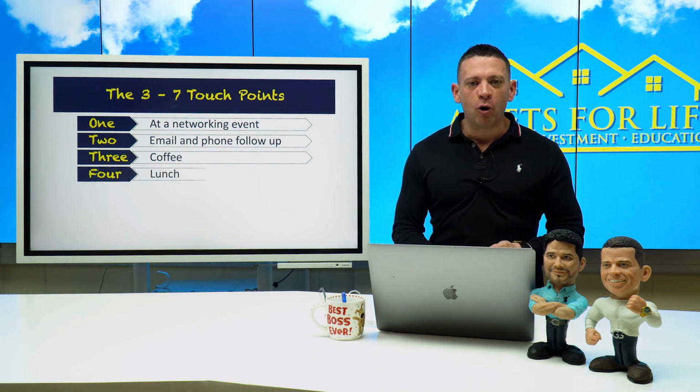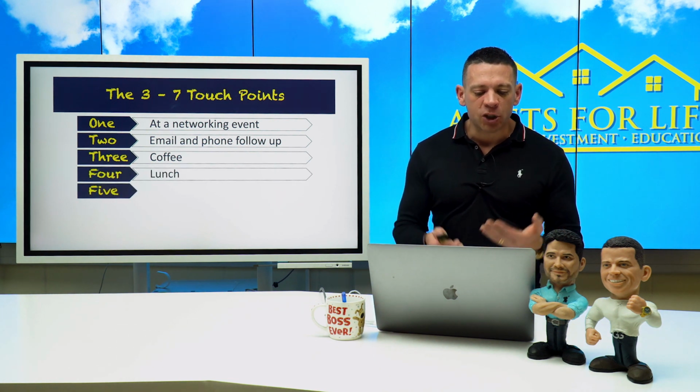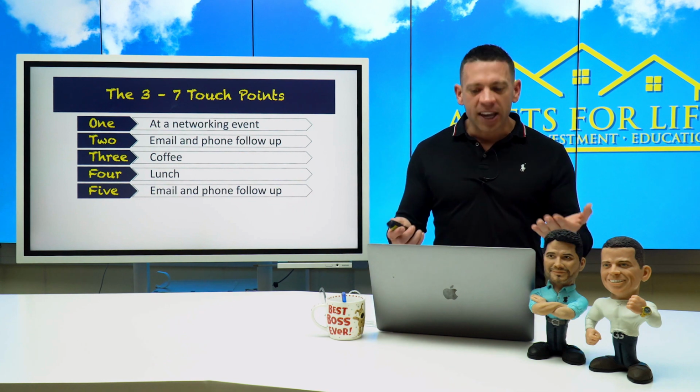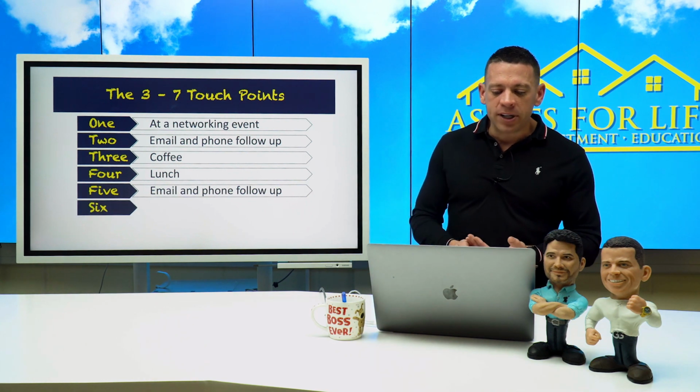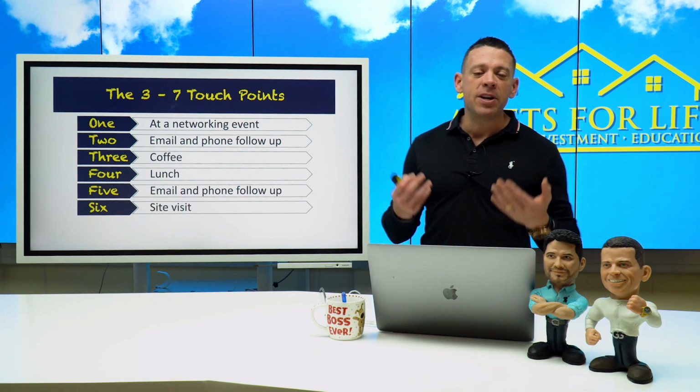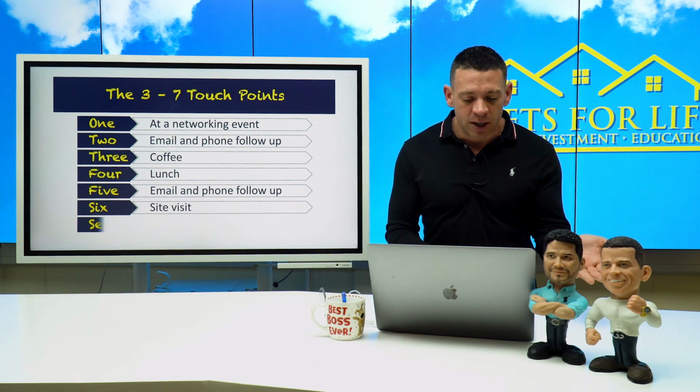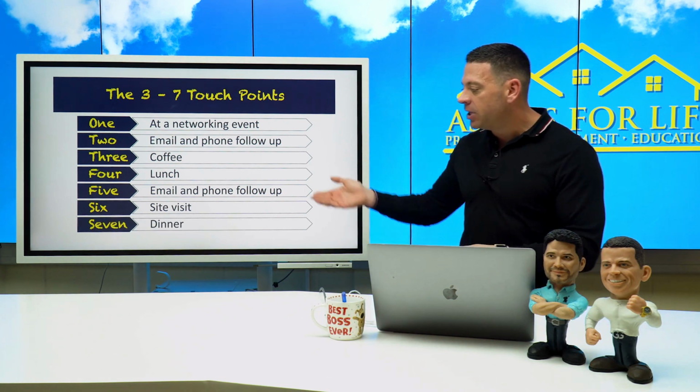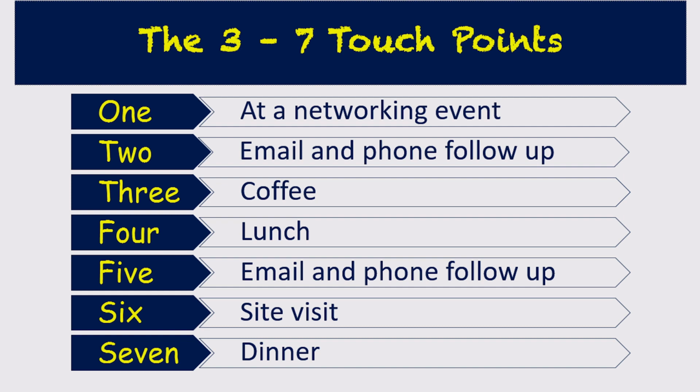Touch point number 4 could be a lunch. Touch point number 5 is another email and follow-up. Touch point number 6 could be maybe a site visit or go out on some deals. Touch point number 7 could be for dinner. There's many different ways in which these touch points can look.